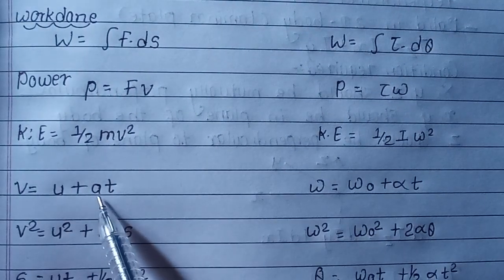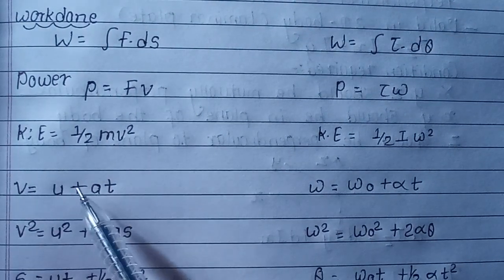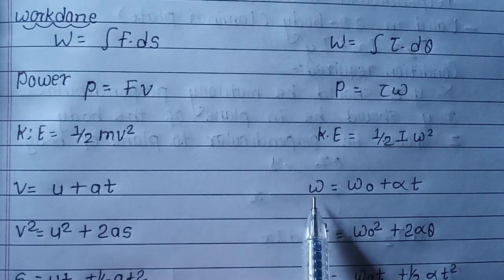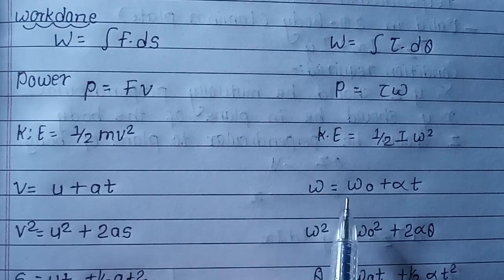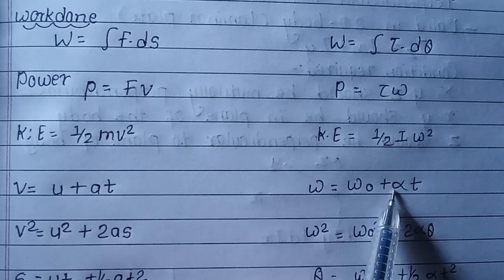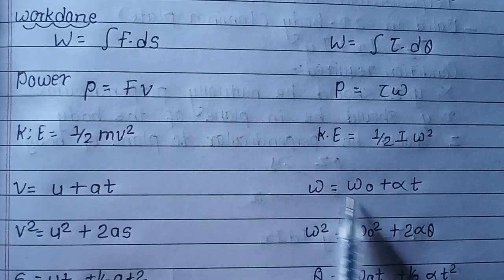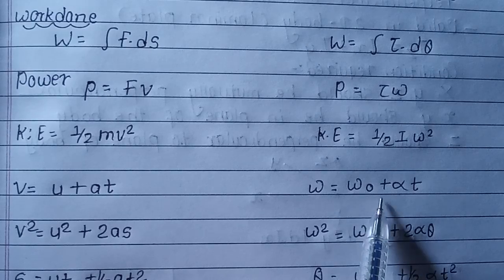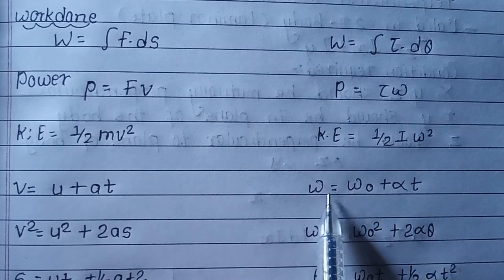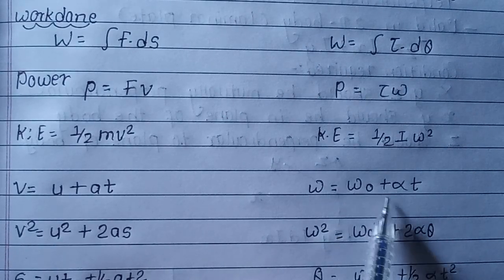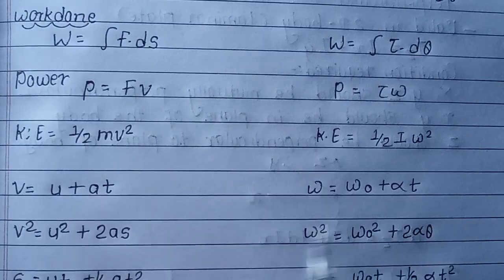v equals u plus at. It is from the kinematics, and this v is the final velocity, u is the initial velocity, plus a, where a refers to acceleration. Omega equals omega naught plus alpha t, that is, final omega equals initial omega plus acceleration into time taken.